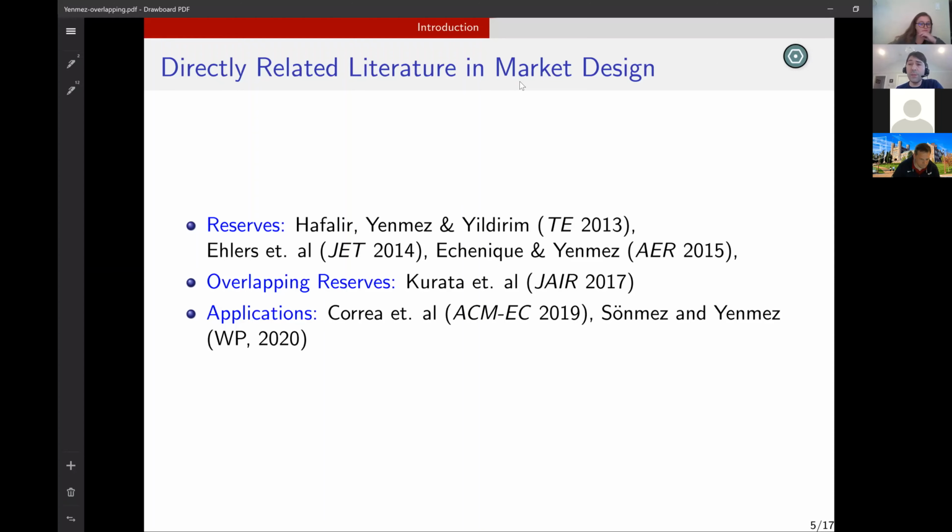One application is from Chile. Correa et al. talk about the Chilean market and how they designed a reserve system there. They use the system of Kurata et al. And as a result, we believe that if our choice rule is implemented in the context of Chile, it may improve the outcome. And finally, we integrated the results of this talk in our paper where we study affirmative action policies in India.